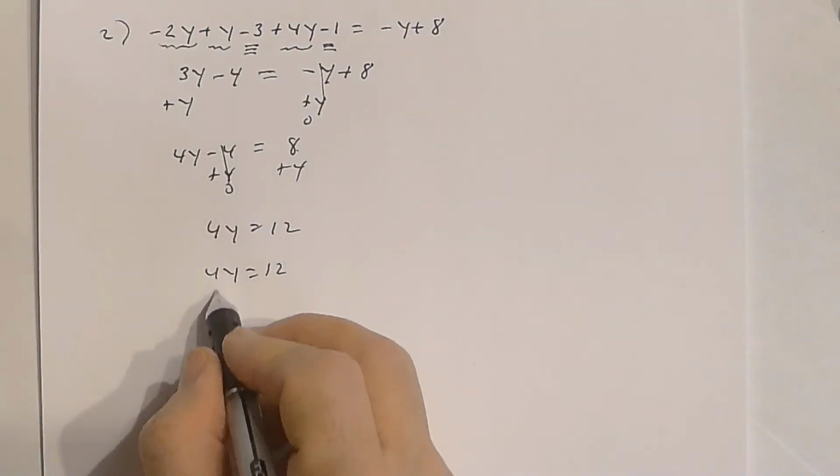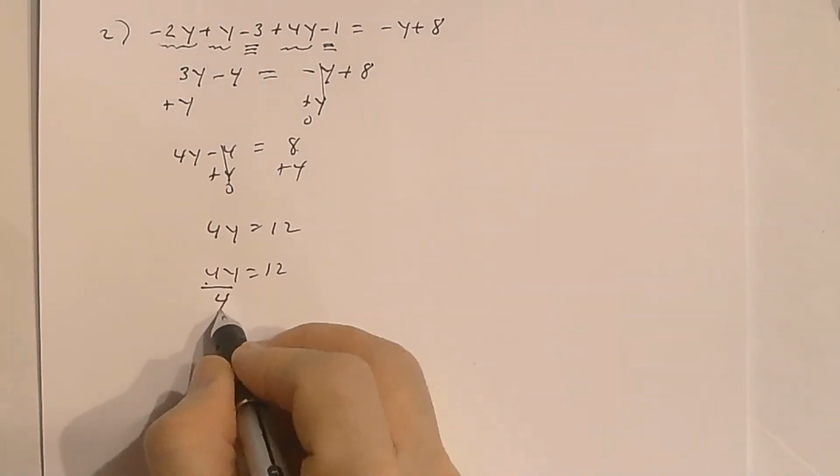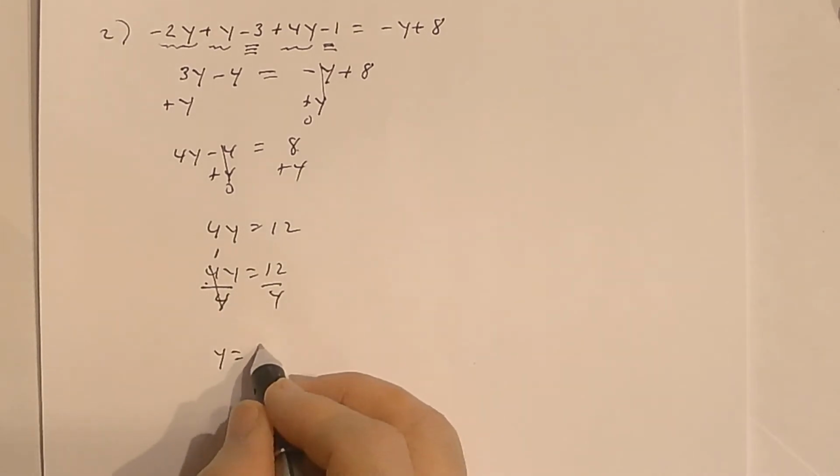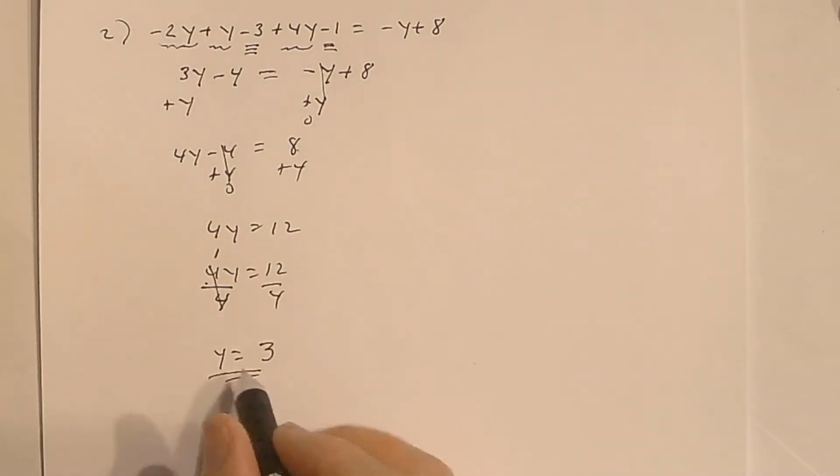And so the next step, since I'm multiplying by 4, the opposite is divide by 4. And so notice that 4 divided by 4 is 1. 1 times y is y. So you get y equal 3. So the solution to this equation is y equals 3.